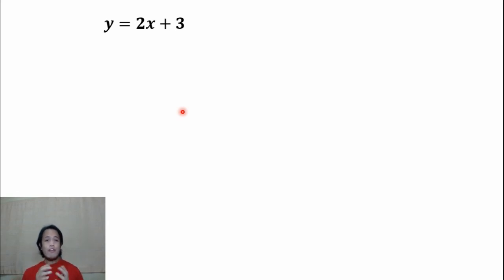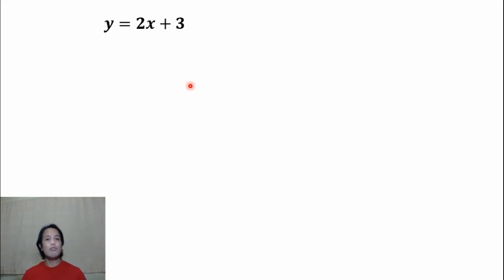So for example, you are given this linear equation y equals 2x plus 3 and you are told to plot the graph of this equation. To plot the graph of linear equations in two variables by using any 2 points, as I have mentioned in my previous video, we only need at least 2 points in order for us to plot the graph.